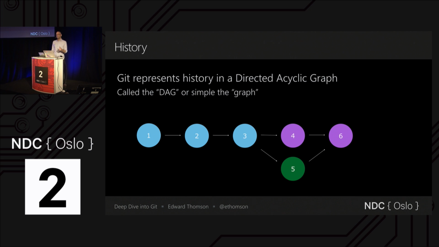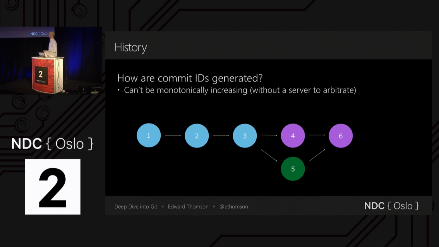I think this is the last lie. There's something wrong with this slide. It's not so easy to go 1, 2, 3, 4, 5. In a centralized version control system, that's the way your commit IDs work. But that's not actually the way this works in Git. The reason being, they can't.